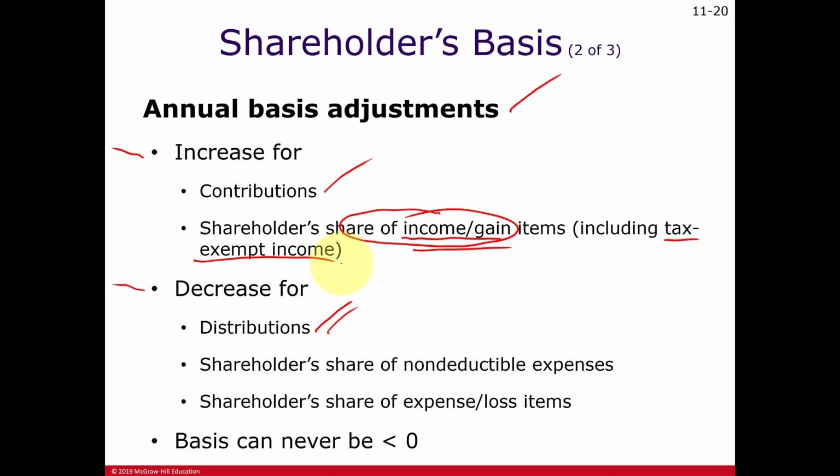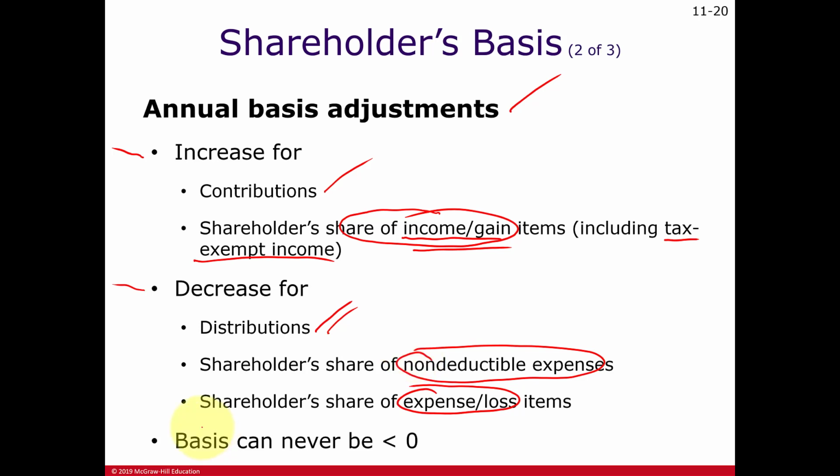And the opposite would be any losses or expenses incurred by the corporation, which get passed through to the shareholders, and the shareholders can now deduct that on their individual returns, reducing also now the basis of their stock. Even non-deductible expenses, the shareholders can't deduct on their individual returns, but they have to reduce their basis.